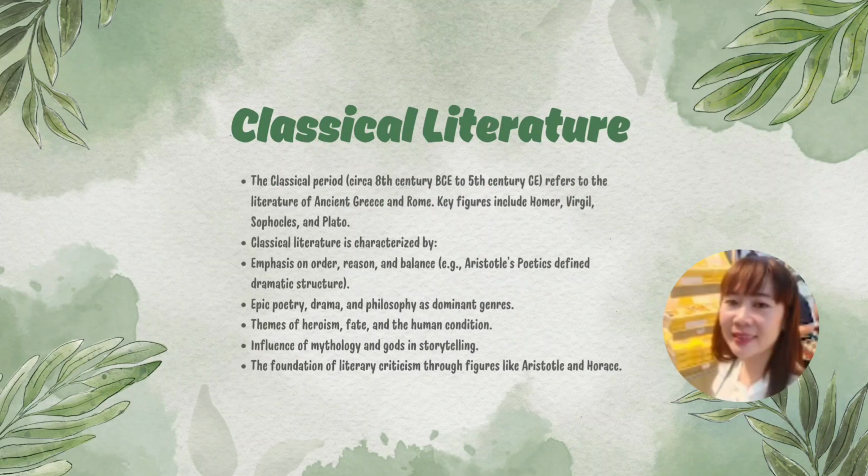Now, let us first define the three movements that we chose. Number one, the classical literature. The classical period, from the 8th century BCE to the 5th century CE, refers to the literature of ancient Greece and Rome. The key figures include Homer, Virgil, Sophocles, and Plato. This literature is characterized by an emphasis on order, reason, and balance. For example, Aristotle's Poetics defined dramatic structure, with epic poetry, drama, and philosophy as dominant genres.